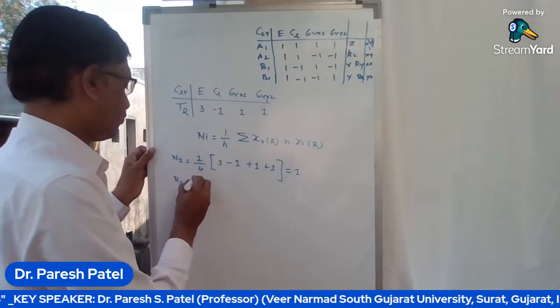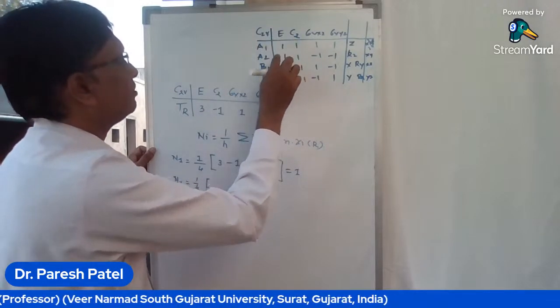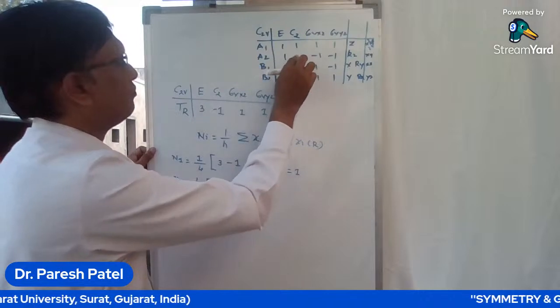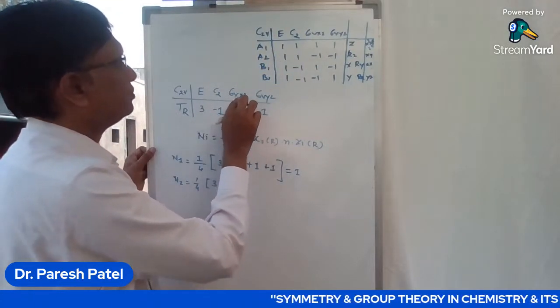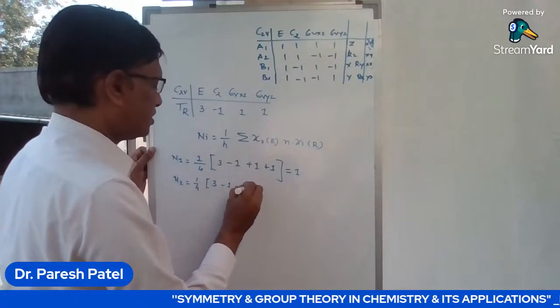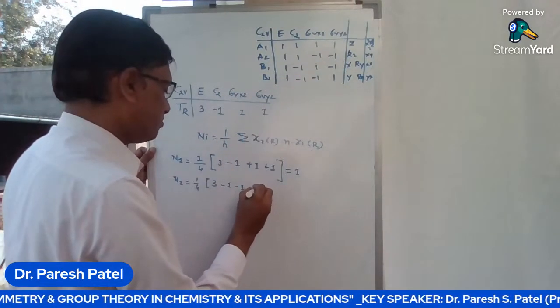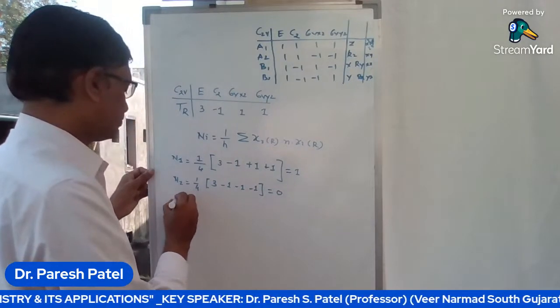N2 is equal to 1 by 4. 3, 1, 1. It means 3. Minus 1, 1, 1 is equal to minus 1. 1, 1, minus 1. It means minus 1. 1, 1, minus 1. It means minus 1. So the sum is equal to 0. So the value for N2 is equal to 0.